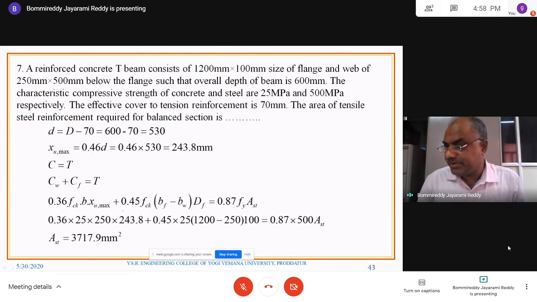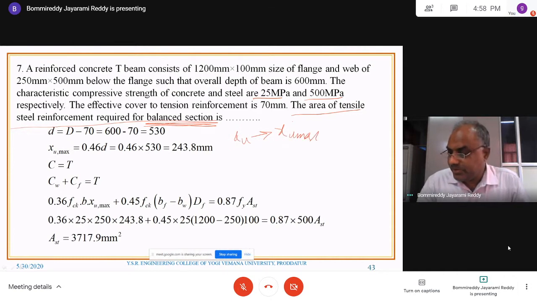So the next question, it's also similar. Here you just look at this. The characteristic strength values are 25 and 500. The effective cover, the question is the area of tensile steel reinforcement corresponding to the balanced section. Corresponding to the balanced section means you know that XU is going to become XU maximum. That's the only change. So XU maximum is now 243.8.